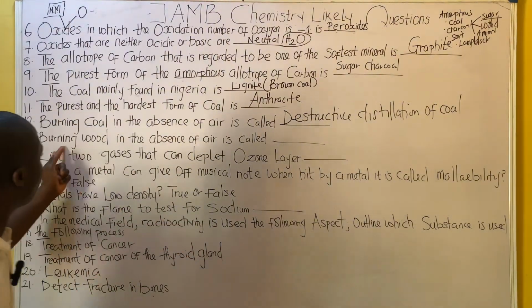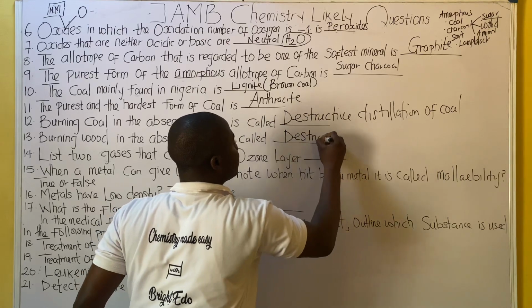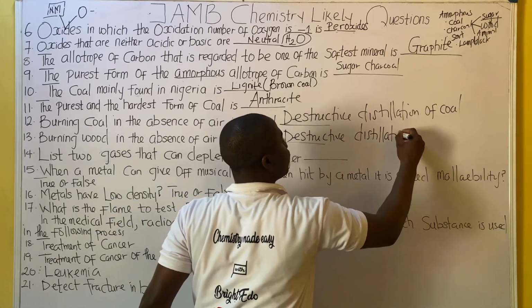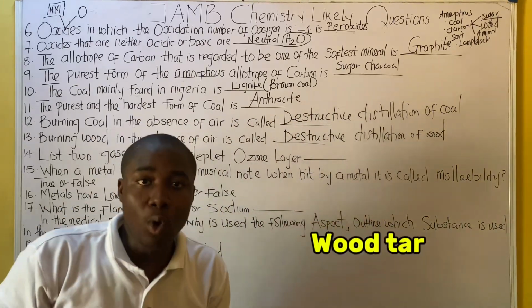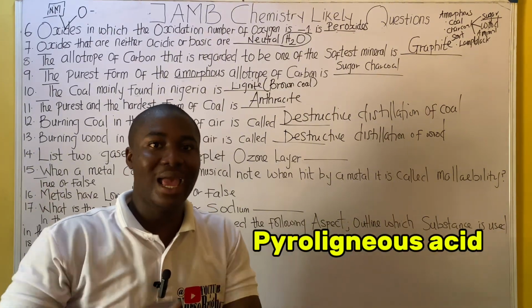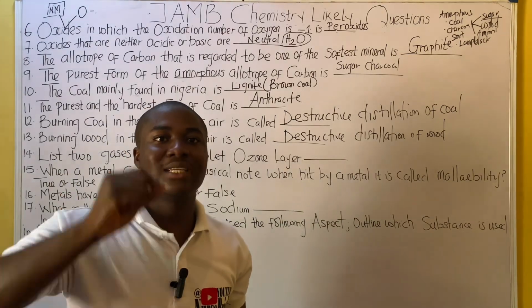But when we burn wood in the absence of air, it's still the same process. It is called destructive distillation of wood. And here we have different products like wood tar, wood gas, and pyroligneous acid. Are you there? These are the products we get when we burn wood in the absence of air.